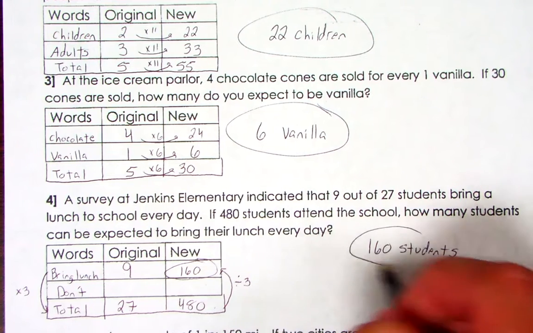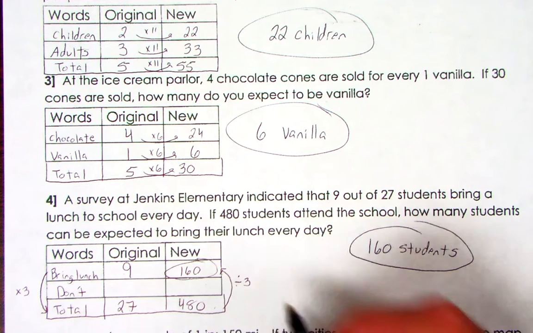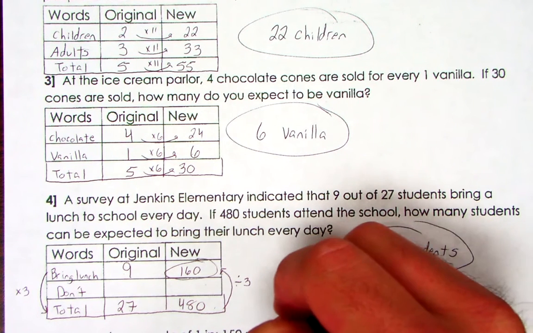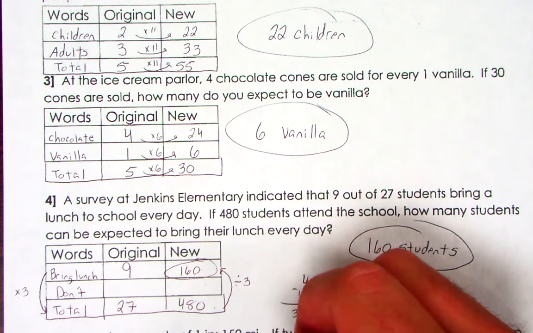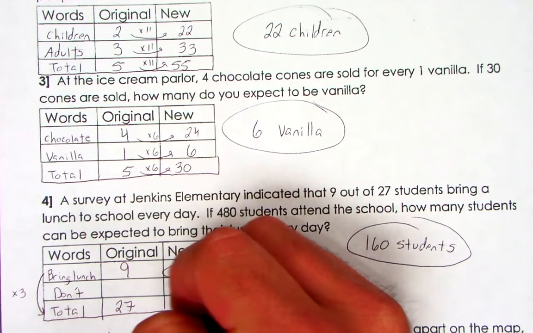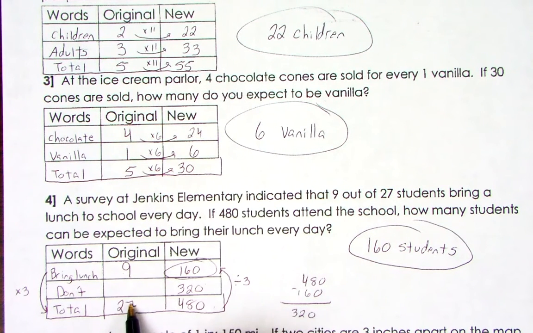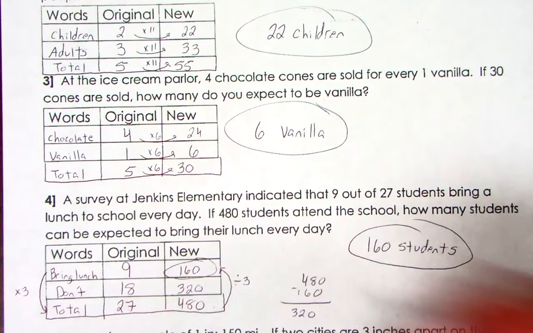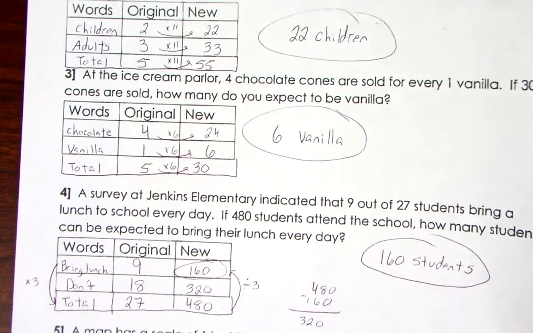But what happens if the question said how many students don't bring their lunch? Well, then what you do is you take the total minus the part. So 480 minus 160, and that would give us 320. So I just wanted to add that piece in case they ever ask that question. Now we know how to do it. For the 27, take the total minus the part. So 27 minus 9 is 18. All right, just showing you a little extra on that one.